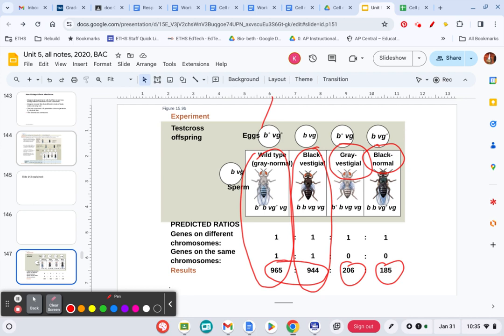Anybody want a broken pencil? It's always fun. Yeah, so it did happen in 206 cases for this category, and 185 of them. But most of them are going to be this.